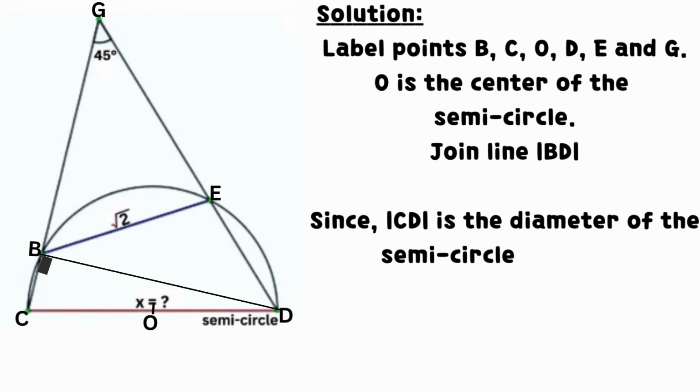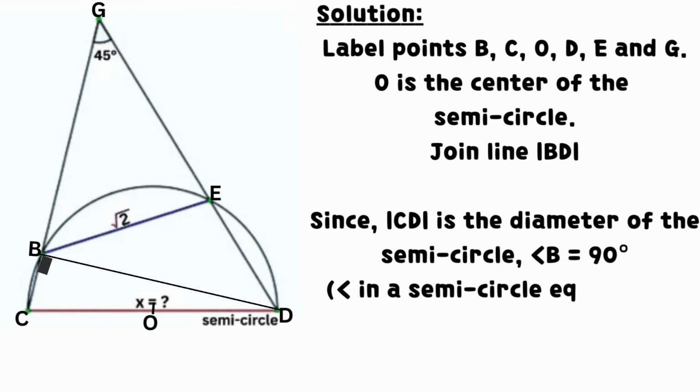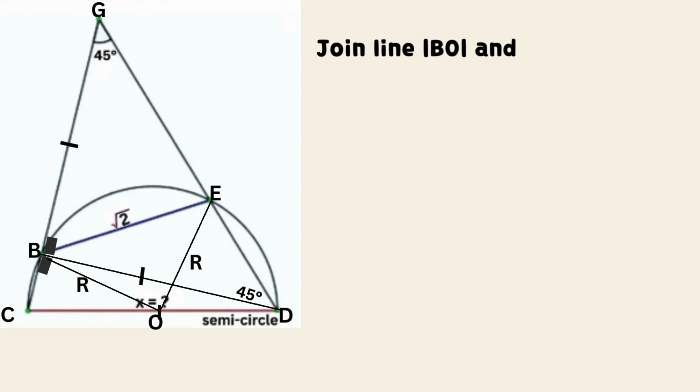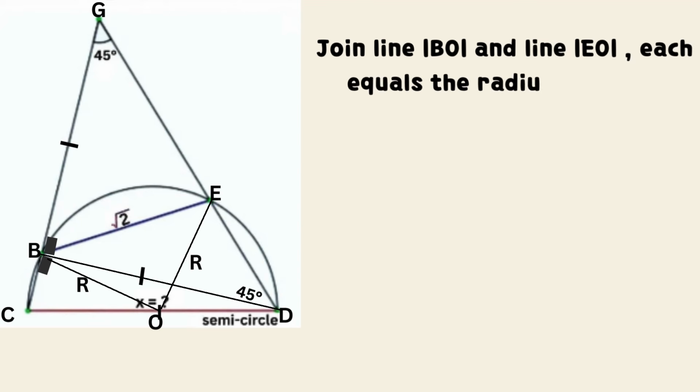Join line BD. Since CD is the diameter of the semicircle, angle B equals 90 degrees. It is because the angle in a semicircle equals 90 degrees. Join line BO and line EO, each equals the radius R of the circle.